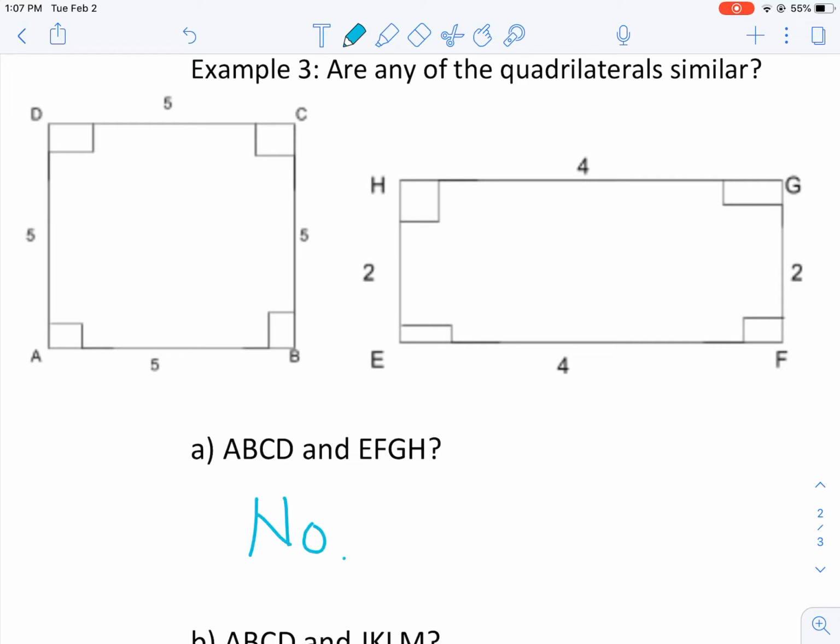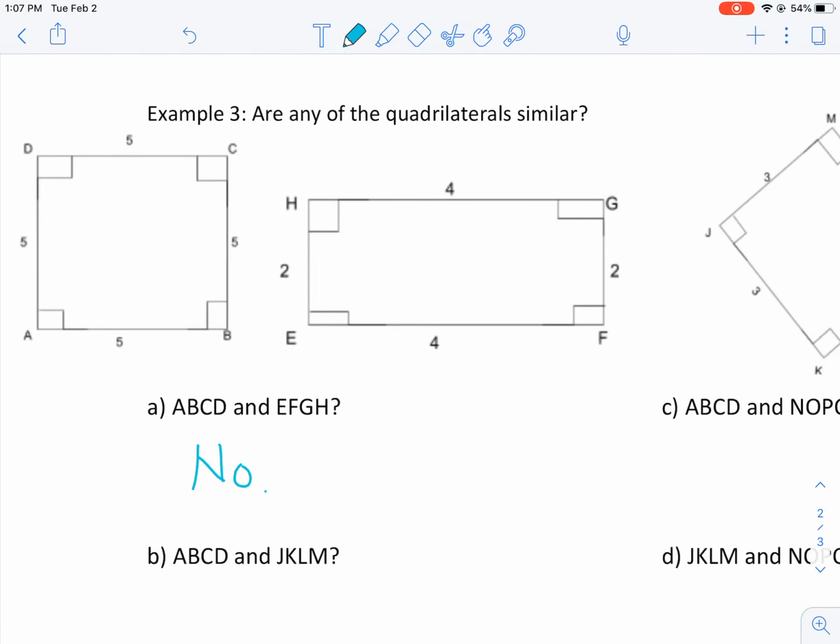The reason is because all of these are 5. So they're all the same. So in order for them to be similar, they all have to be the same. However, we have 4 and we have 2, right? So if we used 5 to 2, that gives us a scale factor of 5 halves. If we used 5 to 4, that would give us a scale factor of 5 fourths. So therefore we don't have that common ratio between the sides. So that one's going to be no.